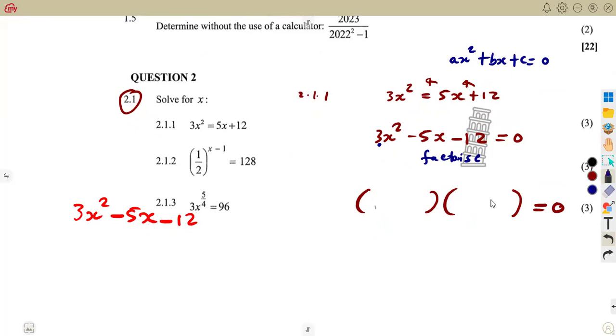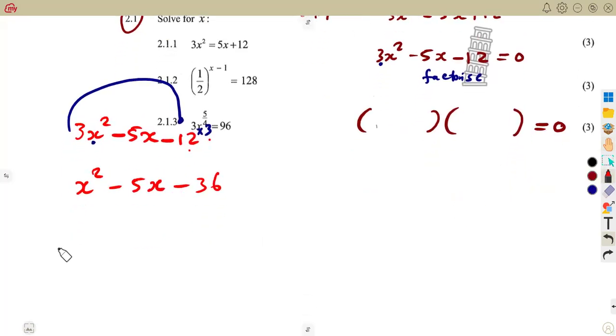In our cheat method, we want to make the x squared coefficient 1. So you take the 3 to the other side and multiply it by the constant. You remove the 3 by multiplying it here. That's how we can cheat our question. So it will be x squared minus 5x minus 12 times 3, which is minus 36. Since we now have the coefficient of x squared as 1, it enables us to put x here and x here and factorize.